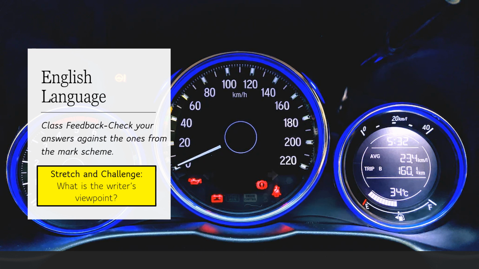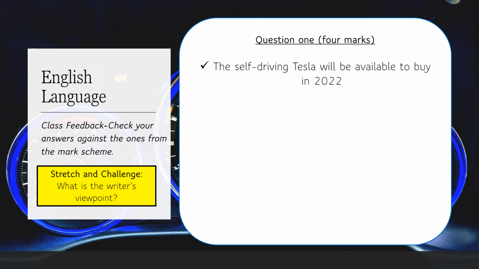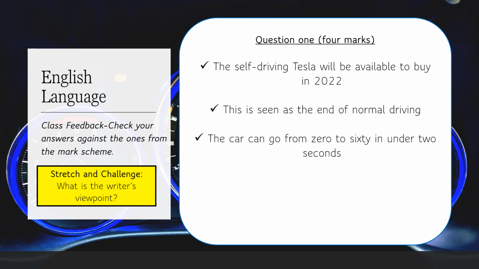Class feedback. Check your answers against the ones from the mark scheme. So just a reminder then, question 1 is worth 4 marks. You should spend about 5 minutes on this question, and what we want to focus on is implicit and explicit information. So the first answer would be the self-driving Tesla will be available to buy in 2022. This is seen as the end of normal driving. Number 3, the car can go from 0 to 60 in under 2 seconds.